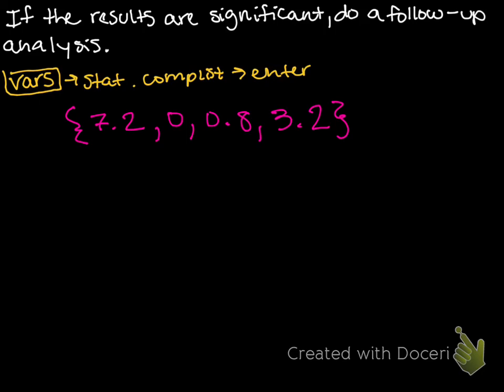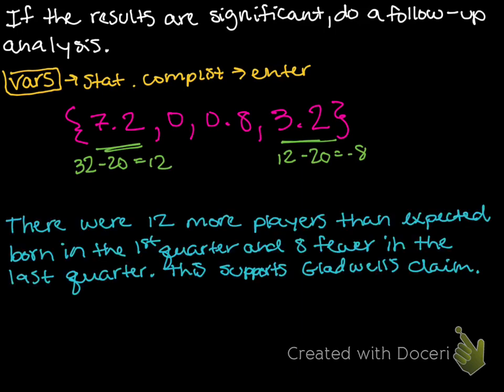Okay, you want to take the top one or two contributions, so the 7.2 and the 3.2. That would be for the first quarter and for the last quarter. Okay, and you want to look at your observed minus expected. Your observed minus expected for 7.2 was 32 minus 20, which was 12. And for the 3.2 is 12 minus 20, which is -8. Here's what that means. There were 12 more players than expected born in the first quarter and 8 fewer in the last quarter. This, in fact, supports Gladwell's claim.